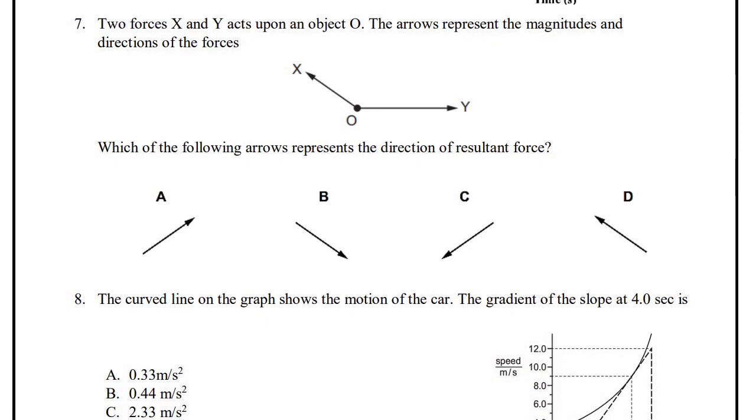Question number 7. Two forces x and y act upon an object O. The arrows represent the magnitude and direction of these two forces. Which arrow represents the direction of the resultant force?